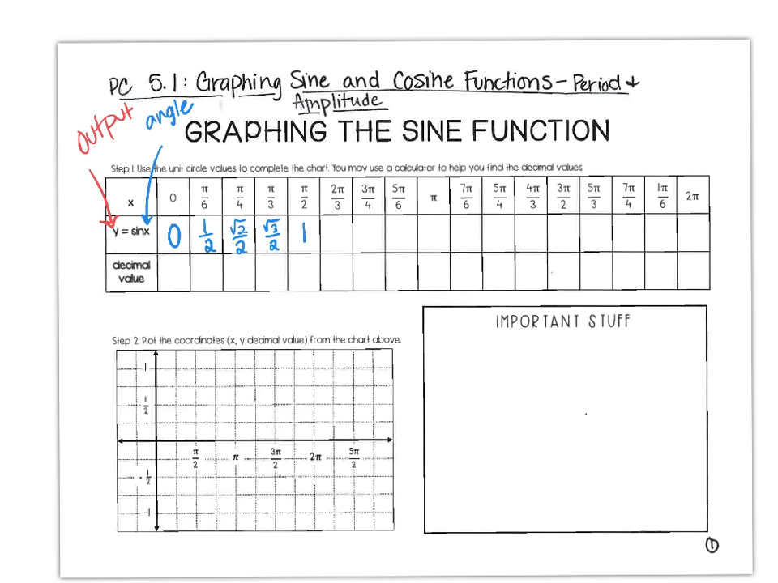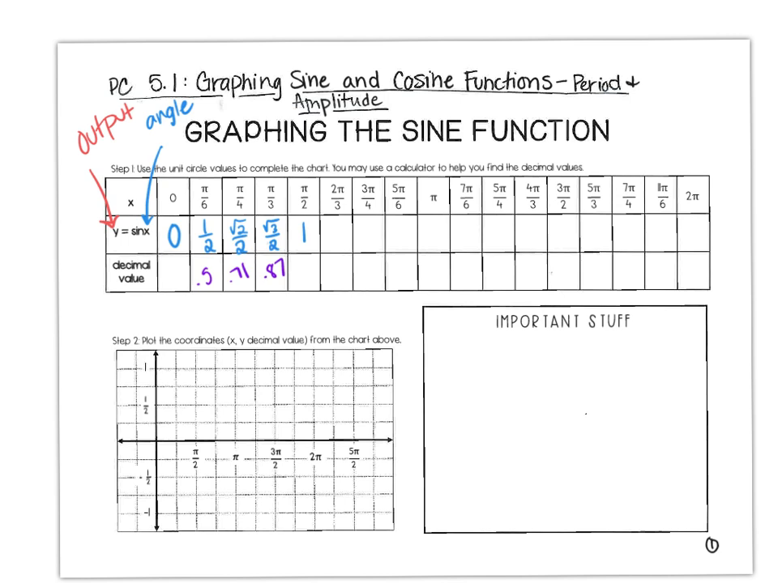I'm going to go ahead and insert the decimal values, just because they're going to help us with our graph. This is about 0.5, right? This is about 0.71. This is about 0.87. So I want to graph these first few points down here on our little graph so that we can see what's happening with this function.